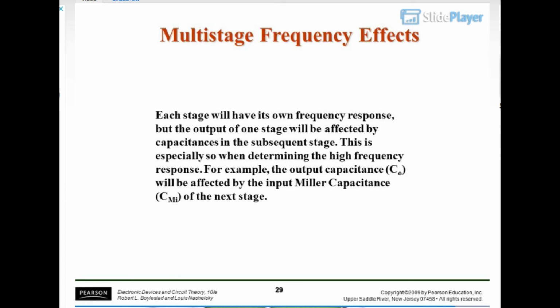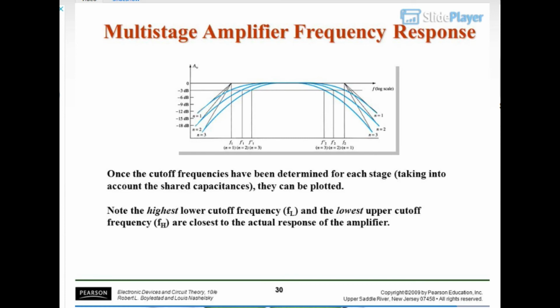29. Multistage amplifier frequency response. Once the cutoff frequencies have been determined for each stage, taking into account the shared capacitances, they can be plotted. Note the highest lower cutoff frequency, FL, and the lowest upper cutoff frequency, FH, are closest to the actual response of the amplifier.